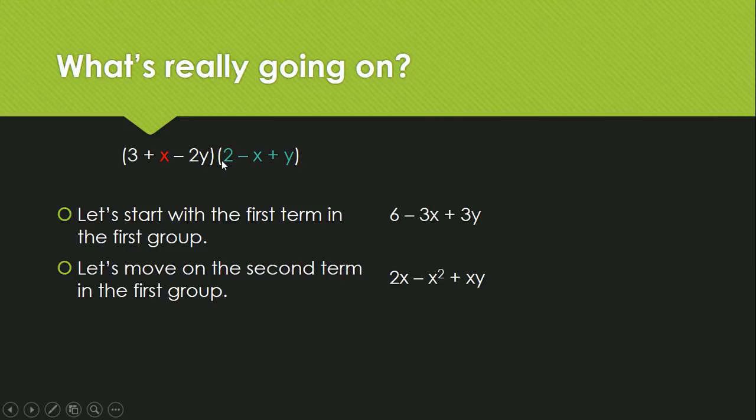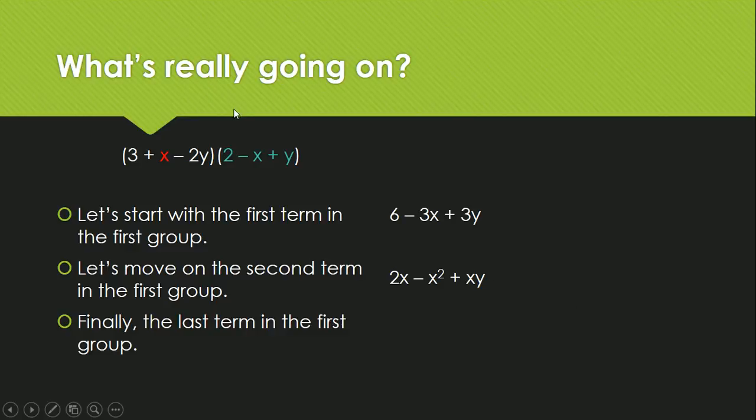No, it is right. I'm sorry. We're doing the 3 times the second, forget the 3. The second term here, which is the x, because we're done with the 3. The x times every term in there. So we have x times 2, 2x, x and x, but this one's negative, this one's positive, so it's a negative x squared in the end. And then the x and the y plus xy.